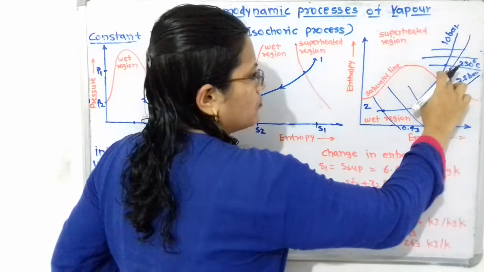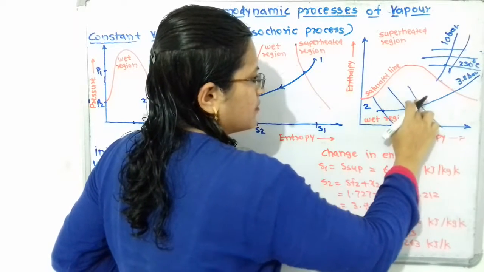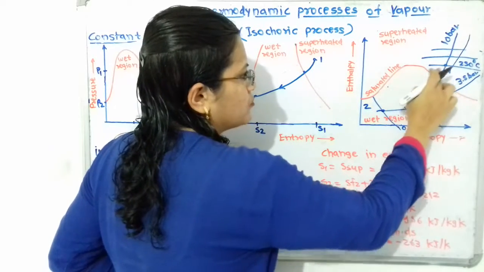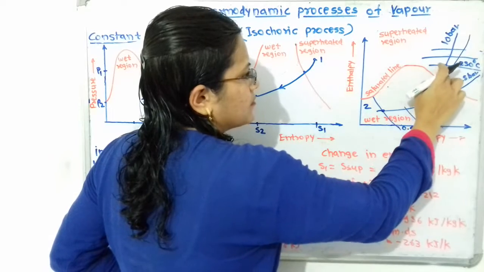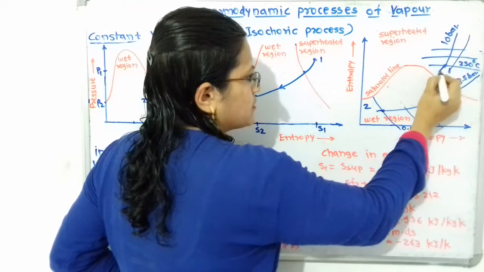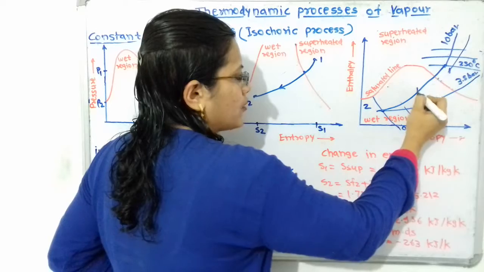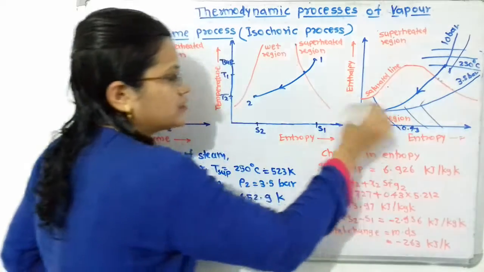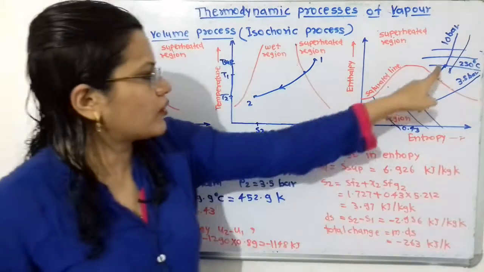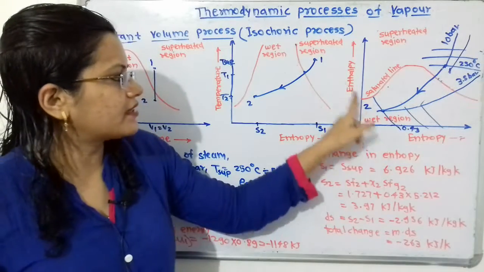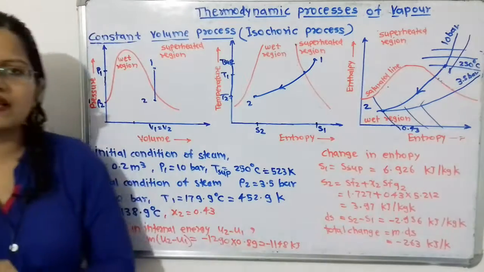Now I will remove all the other work. Now we have to join these 2 points. So I will join these 2 points and show an arrow also. So this is the process 1 to 2. Here also entropy is getting decreased, and in this way all the diagrams are completed.